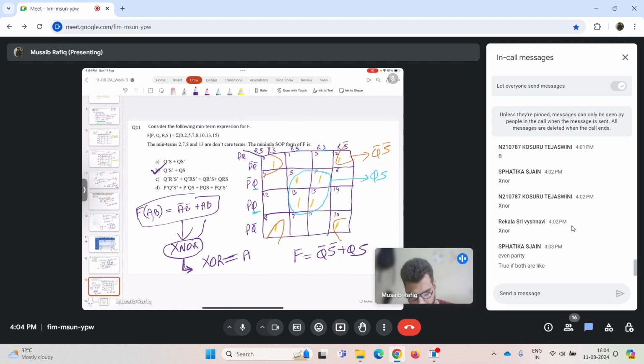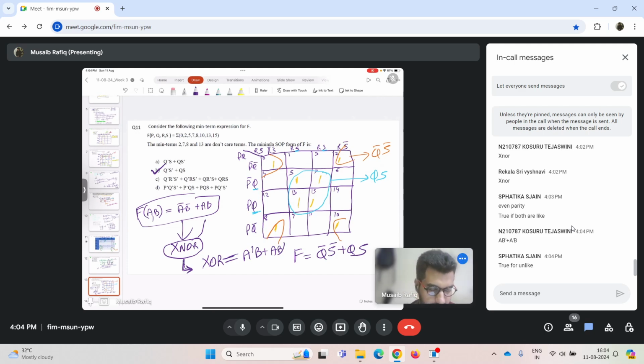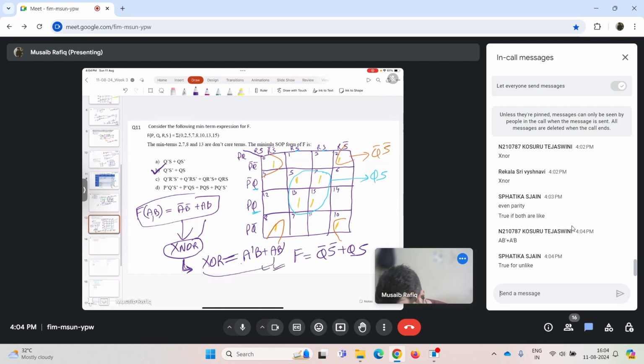It's A bar B plus A bar B plus, yes, A bar B plus AB bar. True for unlike, correct. We just wanted to give some idea about this.